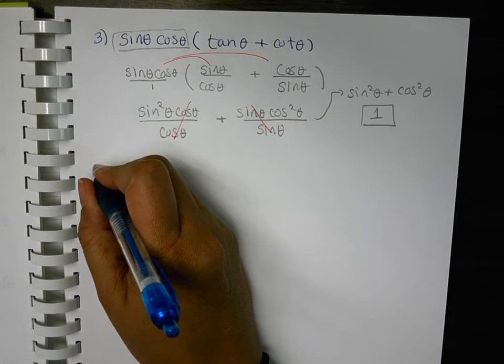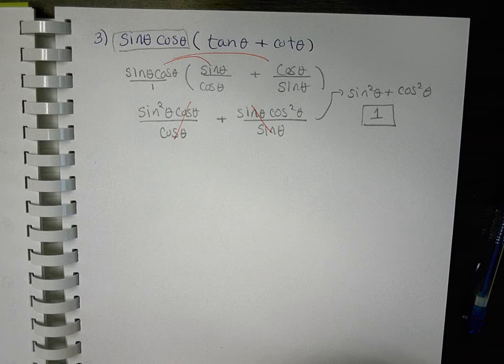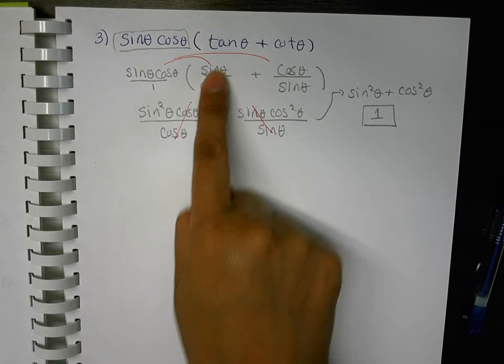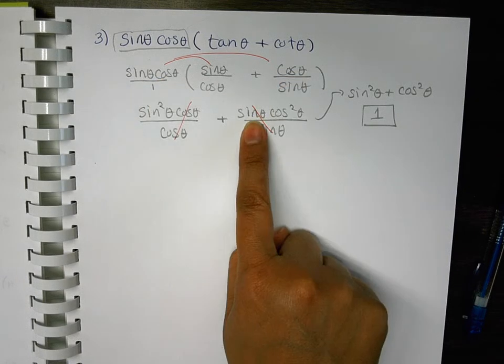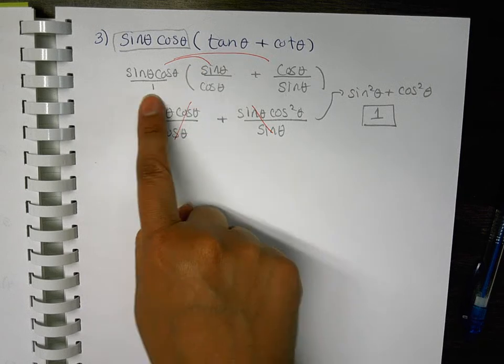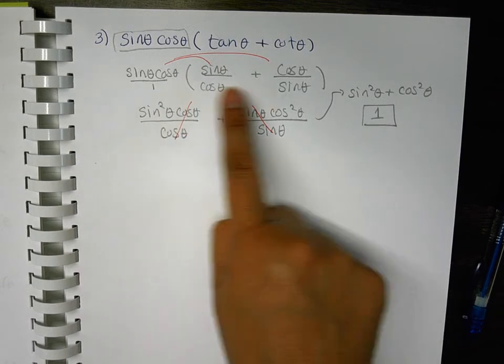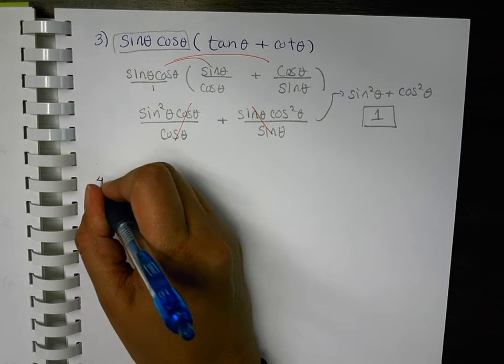Wait, Ms. Torres, how did you get the denominator? So when you distribute, the denominator stays the same? That's in the parentheses? Whenever you're multiplying fractions, you just multiply top, multiply the bottom. So that times that is this. 1 times cos is cos. Sine cos times cos is sine cos squared. And the 1 times sine is sine. So you just multiply the numerators, multiply denominators. Yeah.